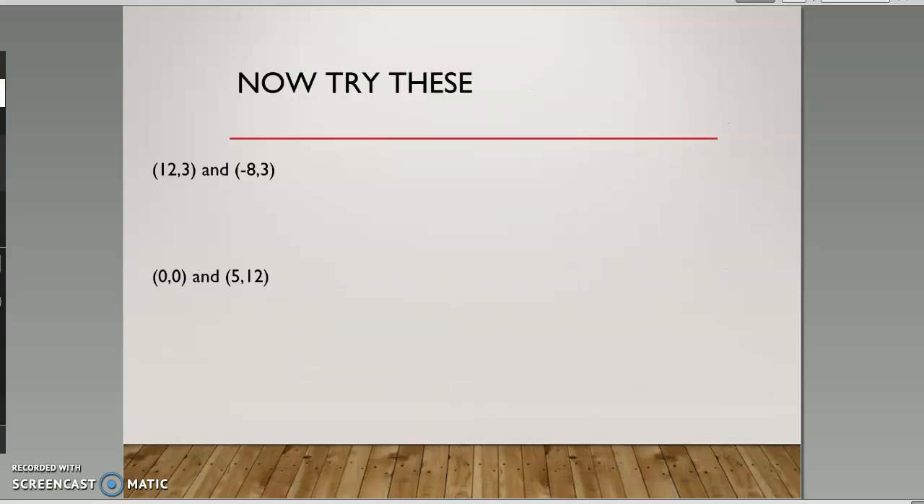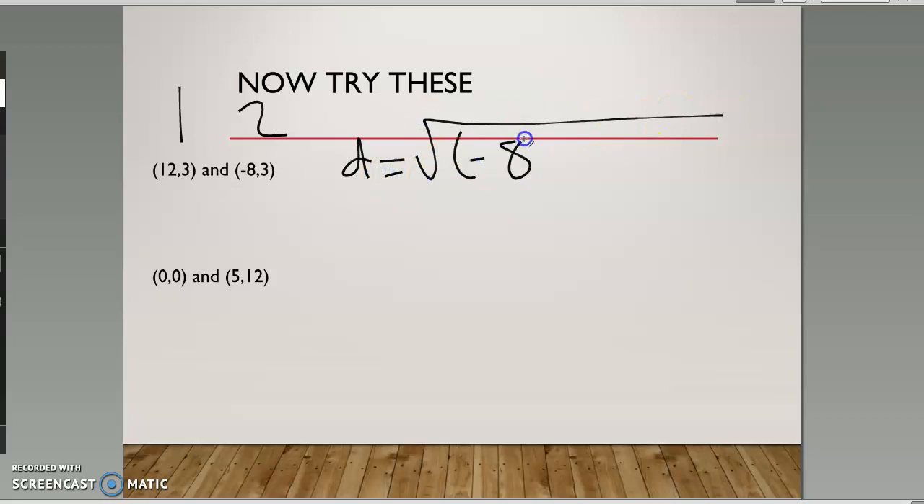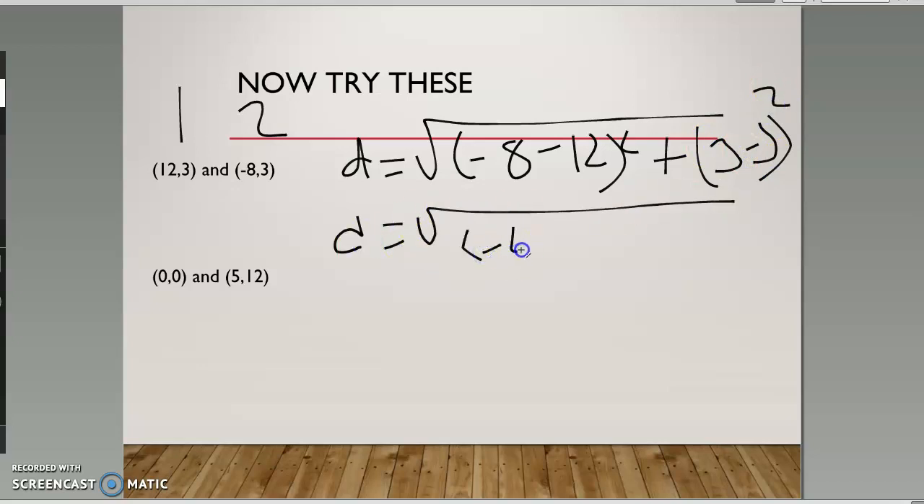Let's just try, well, it doesn't matter, we could try both of them. We have point 1 and point 2. So my distance is x2, which is negative 8, minus 12, squared, plus 3 minus 3, squared. That's negative 20 squared plus 0 squared. So I'm just going to put plus 0. I already know what that is.